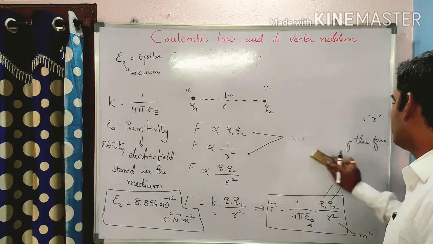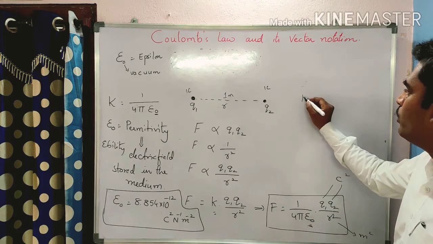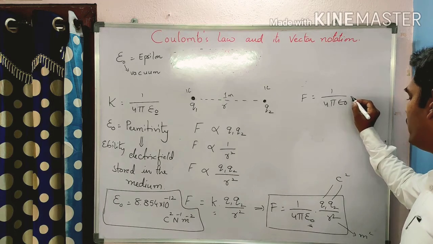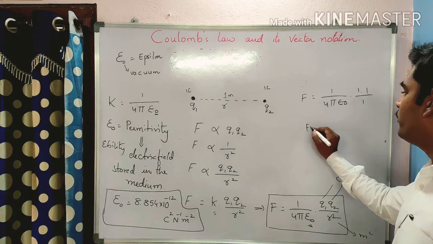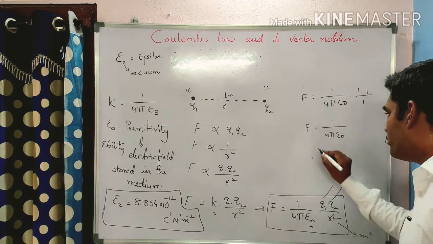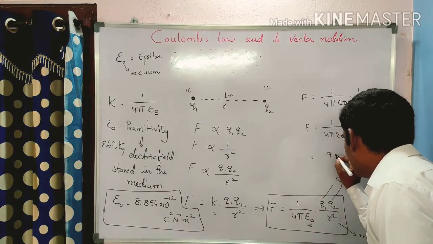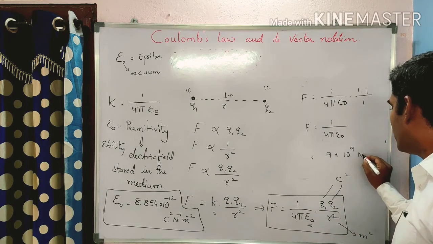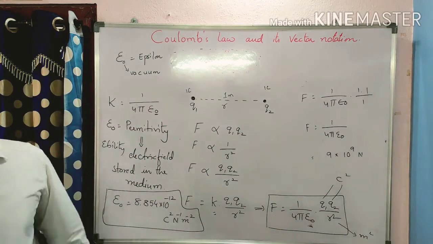Then what happens? Guess what happens here? F is equal to 1 by 4 pi epsilon naught Q1 Q2, 1 into 1 by 1, that is F is equal to 1 by 4 pi epsilon naught, where the value of 1 by 4 pi epsilon naught is how much? 9 into 10 to the power of 9 newtons.